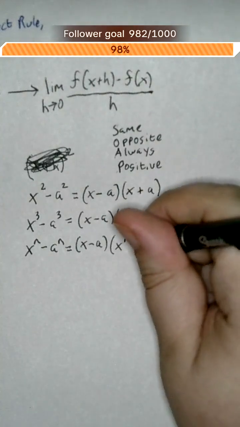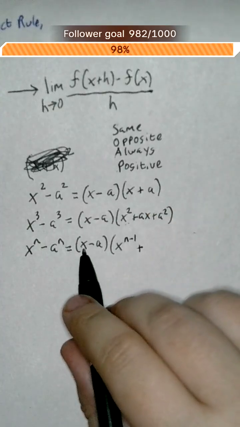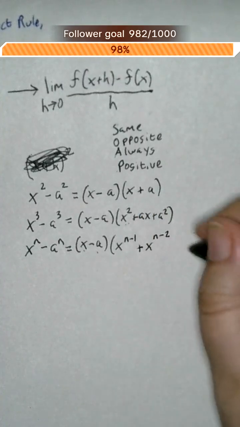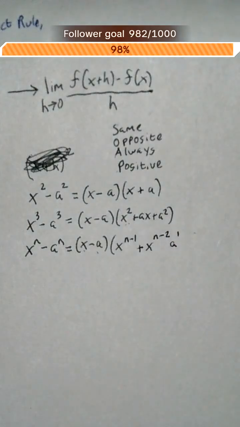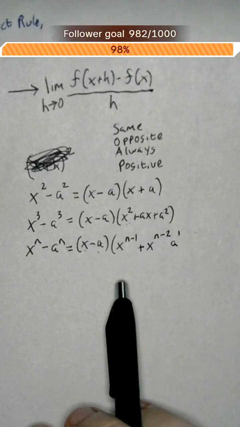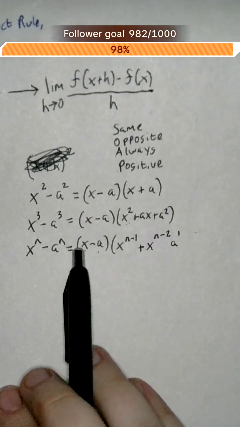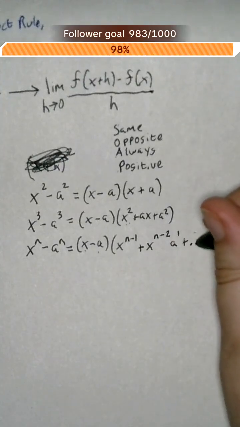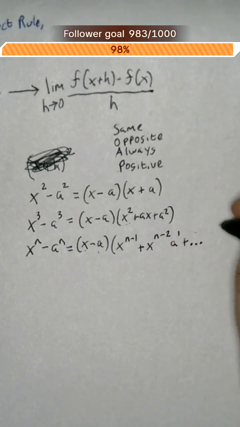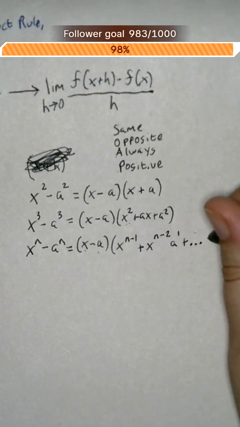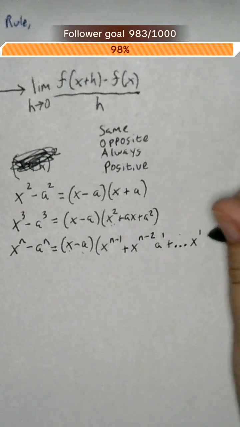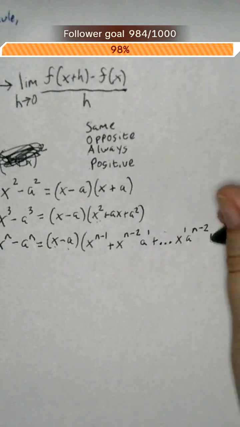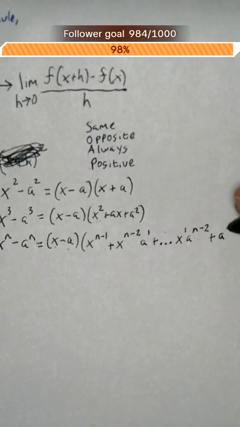And then what I'm going to do is I'm going to add, and now I'm going to subtract 2 from that exponent. So I have x to the n minus 2, but I'm going to add a to the first. So remember, just like last night when we did Pascal's triangle, subtract 1 from this exponent and add 1 to that exponent. So what happens is that if I continue that, eventually what I get is plus x to the first, a to the n minus 2, plus a to the n minus 1.